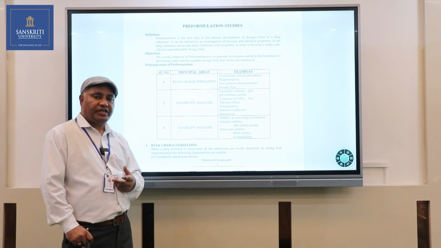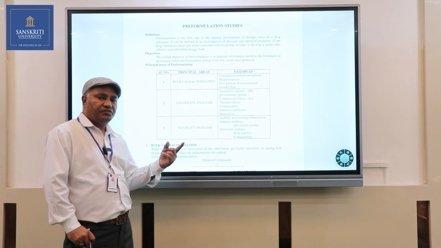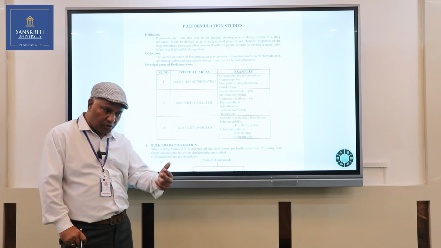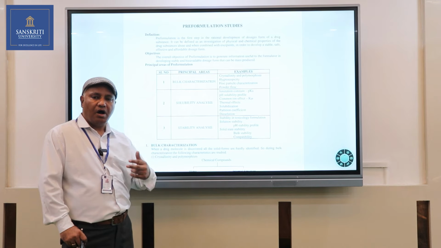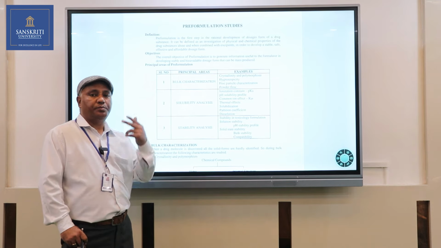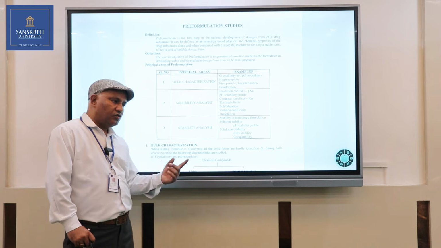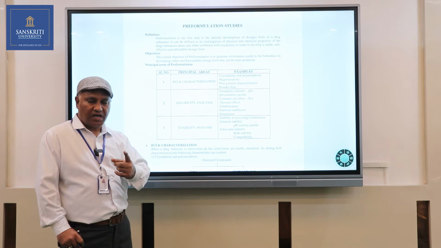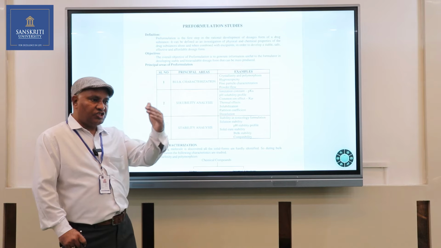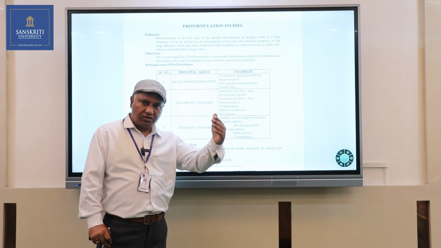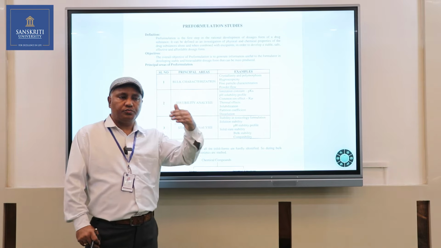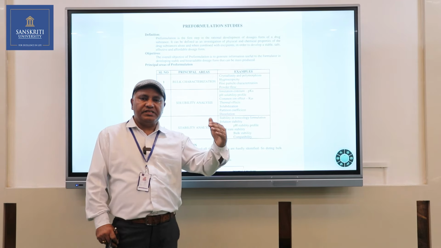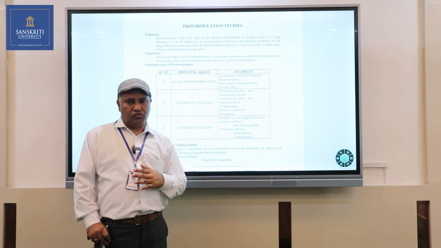Let's try to understand. Say you take one part of the drug, one part of the hydrotrope, and then you go on increasing the amount of the hydrotrope. For example, one part of the drug, one part of the hydrotrope; one part of the drug, two parts of the hydrotrope, and so on. Three parts, four parts, six parts, seven parts of the hydrotrope. This is how you go on increasing the ratio of the hydrotropes.